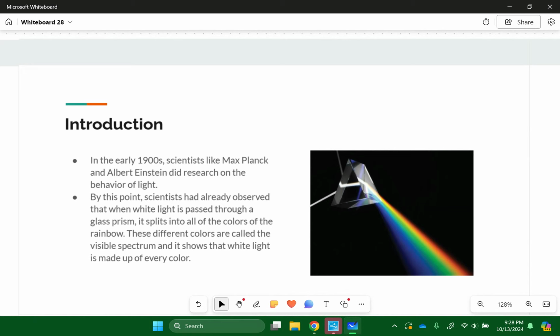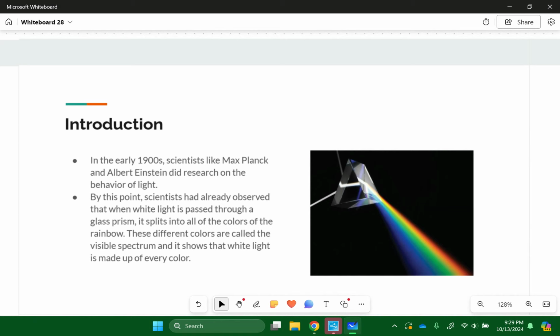At this point, scientists had already observed that when white light is passed through a prism, specifically made out of glass or plastic, it splits into all the colors of the rainbow. You can see an example of what I'm talking about right over here. These different colors are called the visible spectrum because it shows that white light is made up of every single color. So basically, all the light that we see, all the different colors of the rainbow, make up what we call the visible spectrum.